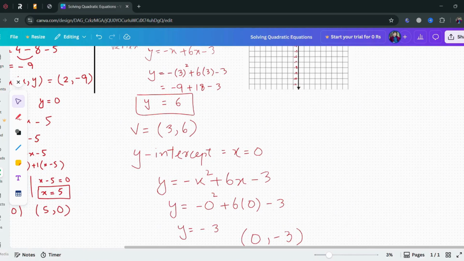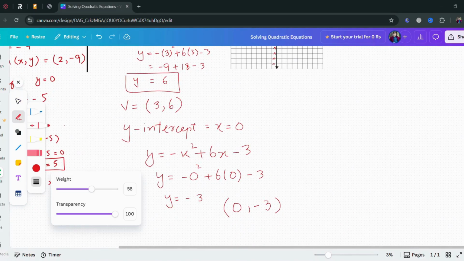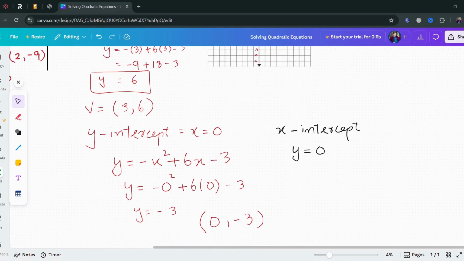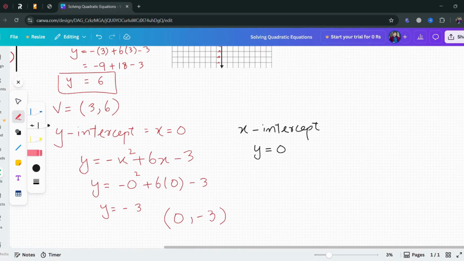Now the second thing that I need to do is to find out the x-intercept, okay? So I'm going to use a different color for it so we can differentiate easily. So for the x-intercept, I'll put y equals 0. We will try if we can factorize it. If in case it's not factorizable, then we have other points to solve our question with, okay? Minus x squared plus 6x minus 3, which is equivalent to 0.